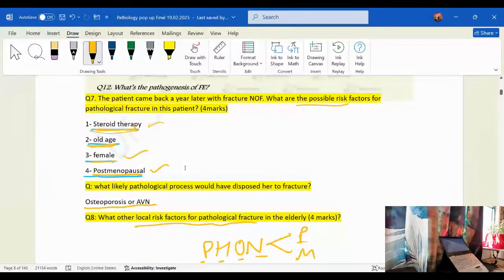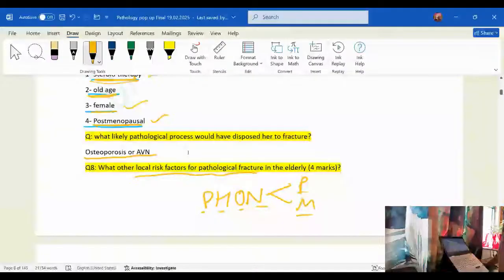Then, with fracture neck of femur, what are the possible risk factors for pathological fracture in this patient? Because she is an aged, postmenopausal woman, and she is on steroid therapy for a long time: steroid therapy, old age, female, postmenopausal. Osteoporosis and avascular necrosis.